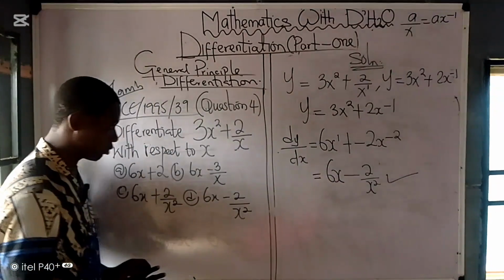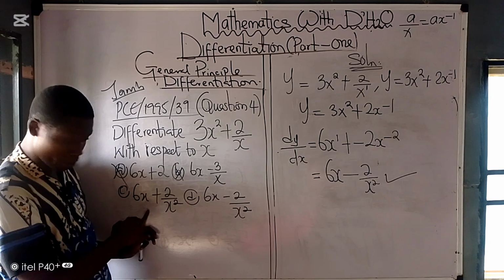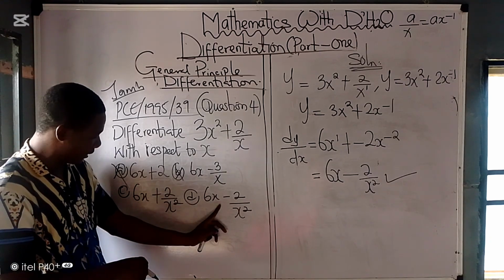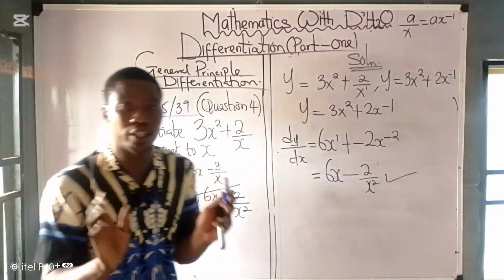So let's look at the options carefully. It is not A, it is not B. It ought to be C, but here you have plus, but here you have minus. So the answer is what? D. Finally, we have come to the end of today's video lesson.